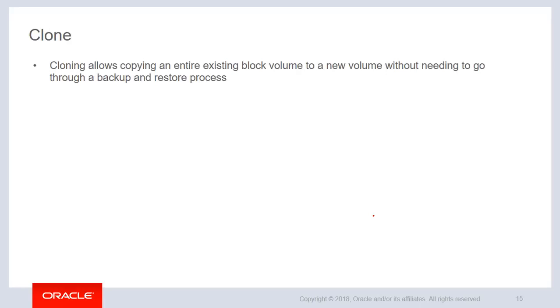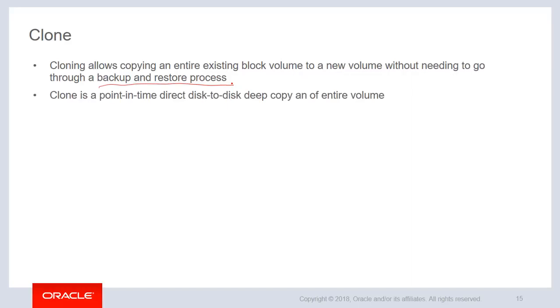Now there is also a feature called cloning. Cloning allows copying an entire existing block volume to a new volume without needing to go through a backup and restore process. So what do I mean by that? It means that a clone is a point in time direct disk to disk copy. Disk to disk copy means that we are no longer going to object storage and restoring from there.